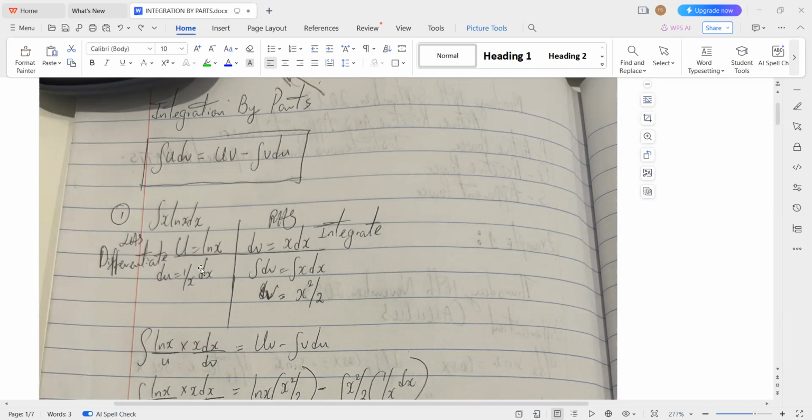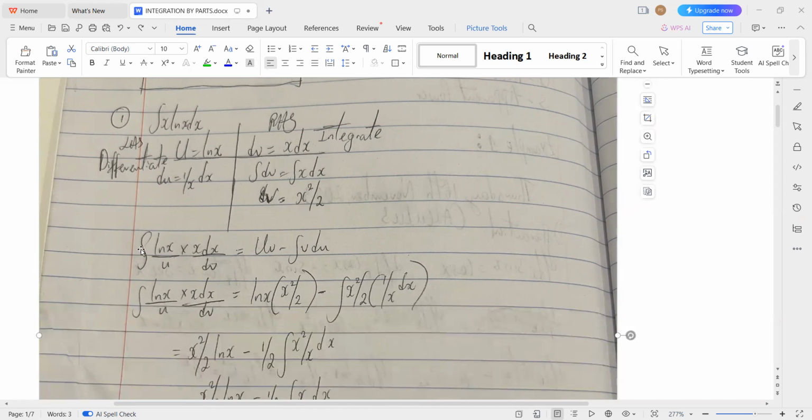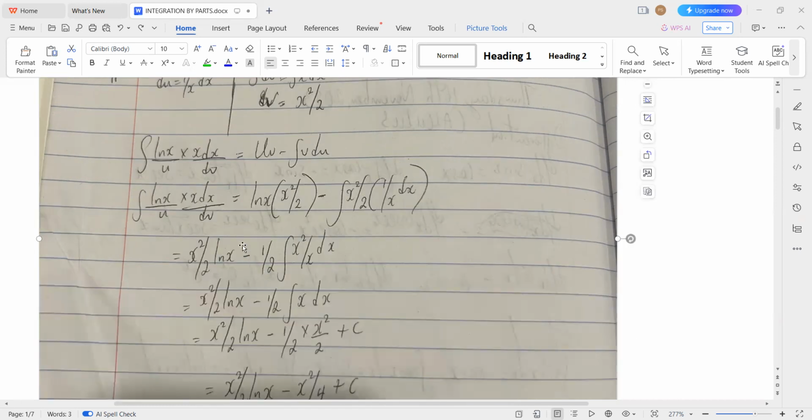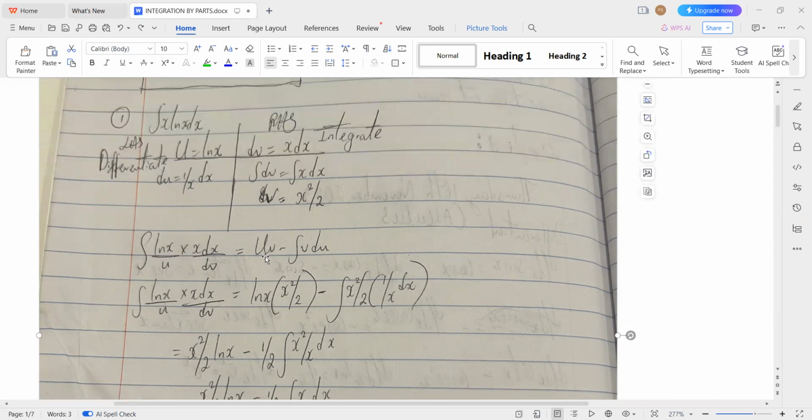So the differential of natural log of x is going to give you 1 over x dx. Integral of x dx is going to give you x squared over 2. So we have, as we said earlier, the formula is uv minus integral of v du. So you say it is equal to natural log of x, which is u, times x squared over 2, minus integral of x squared over 2, open bracket, 1 over x dx, which is what we have here.